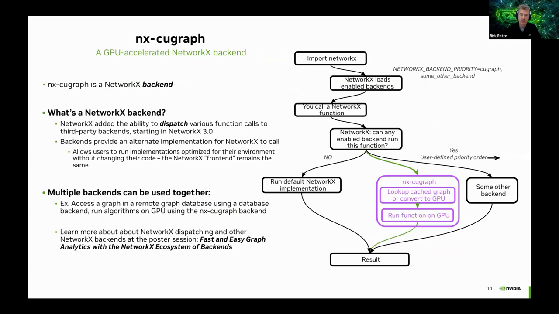You don't have to learn any new APIs if you're a NetworkX user. You just turn on NX cuGraph and it will do all the conversions to GPU, run the function on the GPU, and return the results as you're familiar with. Multiple backends can be used together. This is where the interop between NX ArangoDB, the Arango backend for NetworkX, and the cuGraph backend work together. Anthony, like I said, is going to talk about that quite a bit.